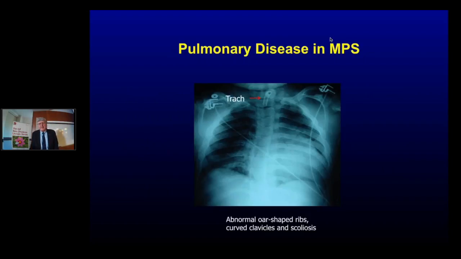Here's an MPS 1 patient, an X-ray showing the skeletal disease, the prominent oar-shaped ribs. In this case, this individual had a tracheostomy because of severe upper airway obstruction.